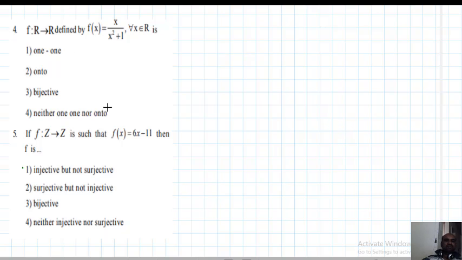Next, f maps Z to Z, integers to integers. f of x is defined by the rule 6x minus 11. Now we want to find what type of function this is. Interesting thing. Obviously it is one-one, no? Yeah, obviously it is one-one.